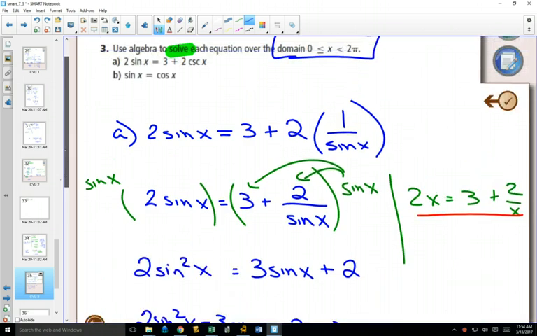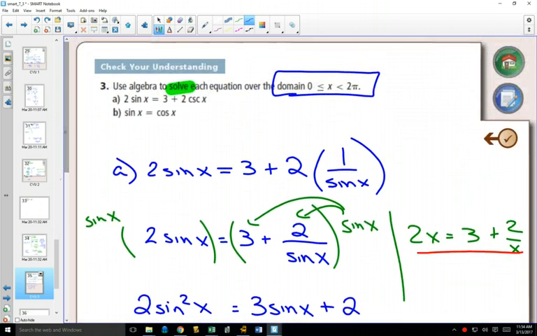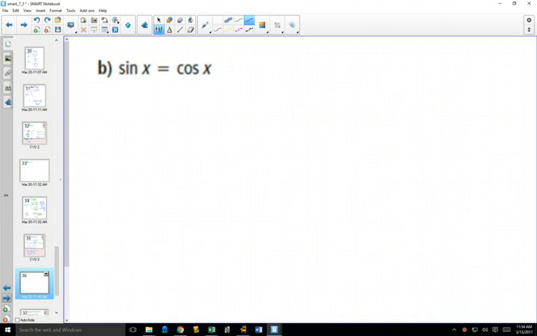But one of the main strategies that came out in part A is we can't solve an equation until we can write it with just one trig function. So now when we go to part B here, sine x equals cos x, I want you to think and I want you to be creative. How could I manipulate this so I write it with only one trig function?